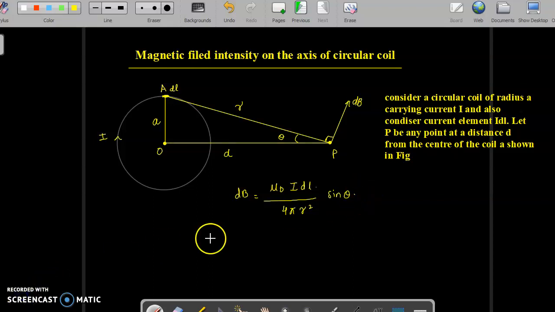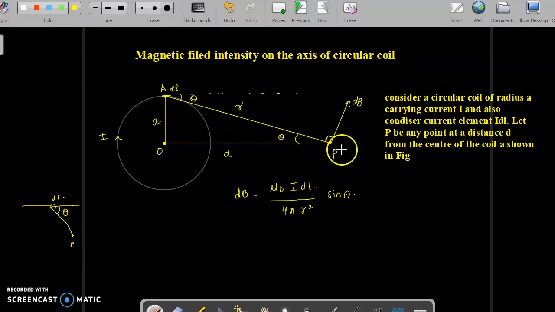You might get confused about why theta is placed here. If this is a conductor, a differential element, and this is the point P, then normally we take this as the angle theta. If you draw a line parallel to the axis, these two lines are parallel to each other. If you take angle theta here, both these angles are the same.